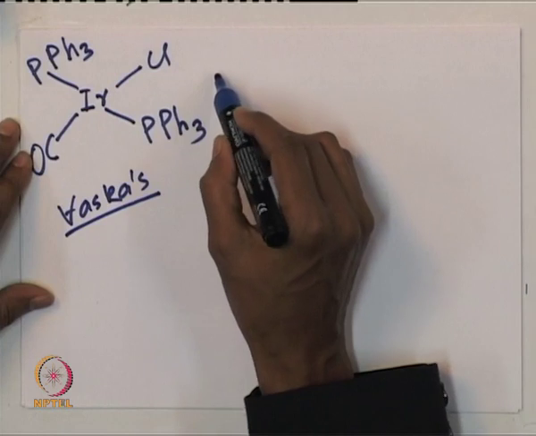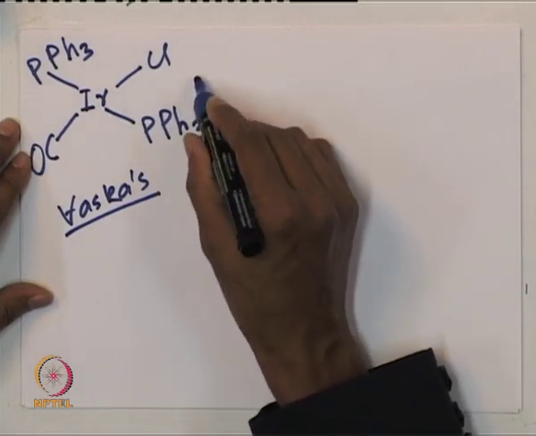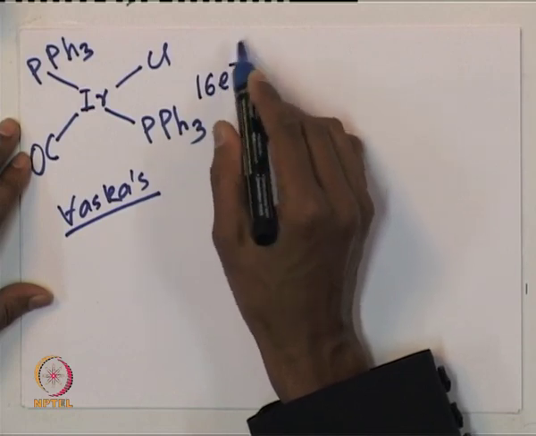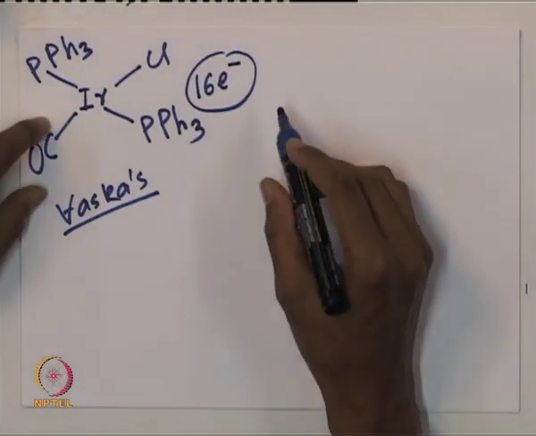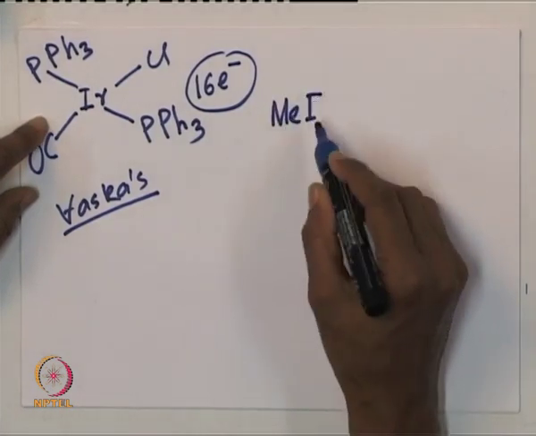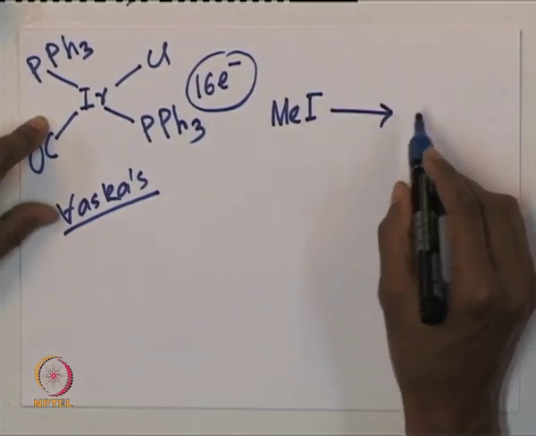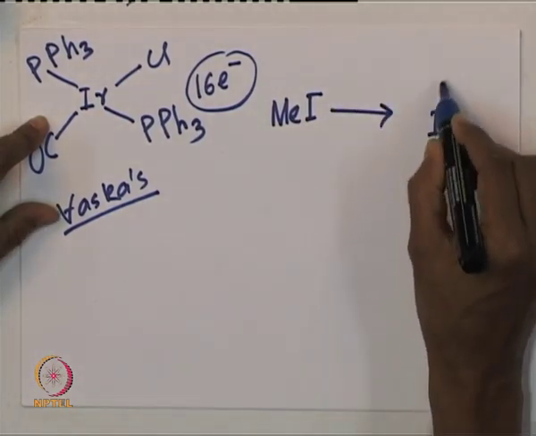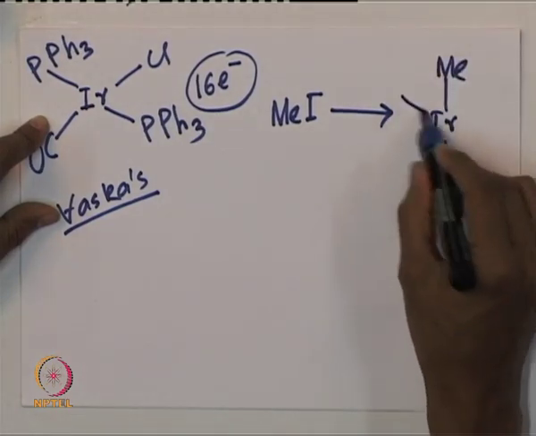Now, if you do the electron count for this species, you will find that it is a 16 electron species. Now, if we are having methyl iodide addition with it, the species that we are going to get is the iridium methyl iodide addition complex.